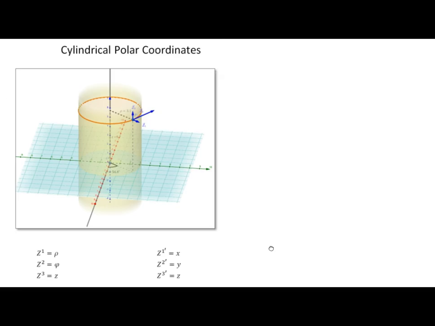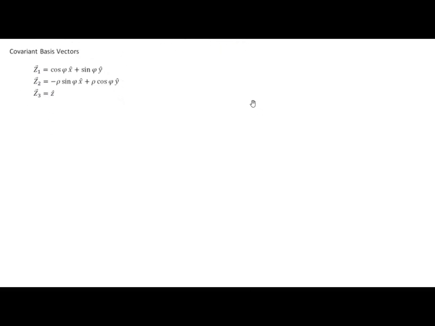For cylindrical polar coordinates, we know that our covariant basis vectors look like this. So we'll work through the example here. This time it's 3 dimensions, so our matrix will be 3 by 3. All right. The first entry is going to be z1 dotted with itself, which means we square both of these. So cosine squared phi plus sine squared phi is equal to 1.